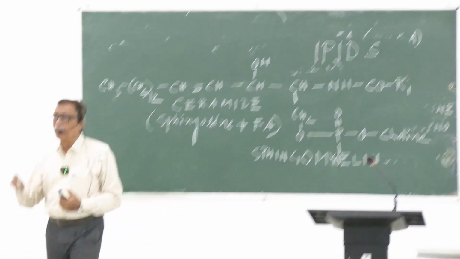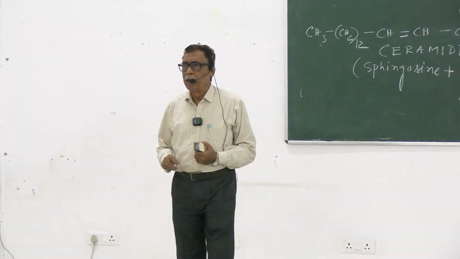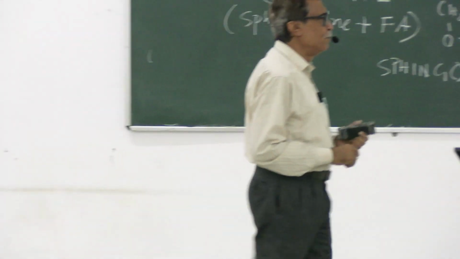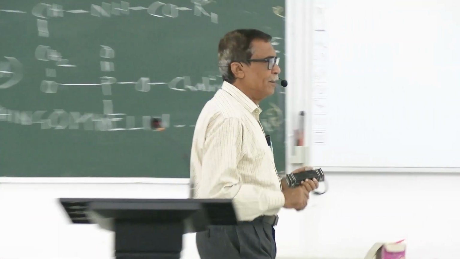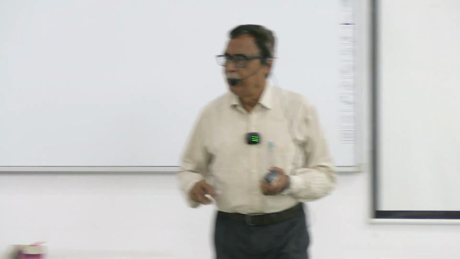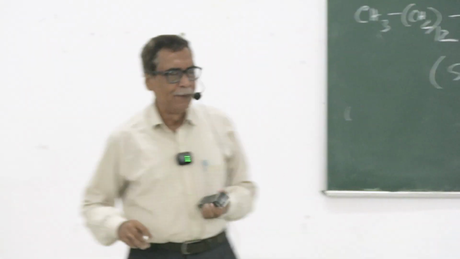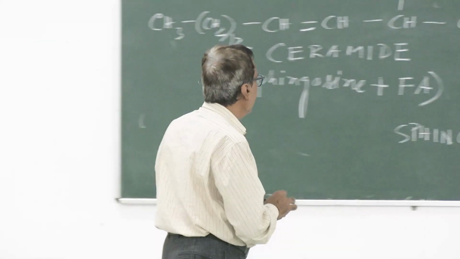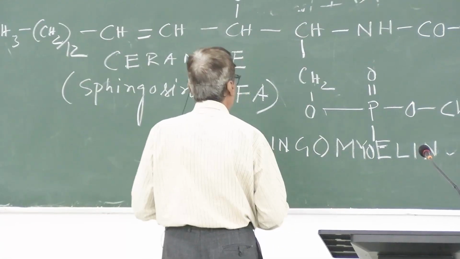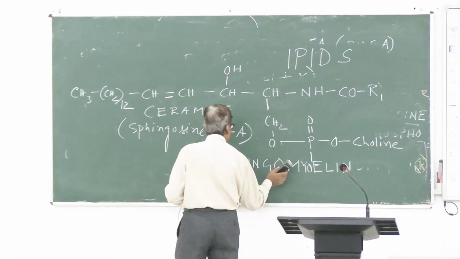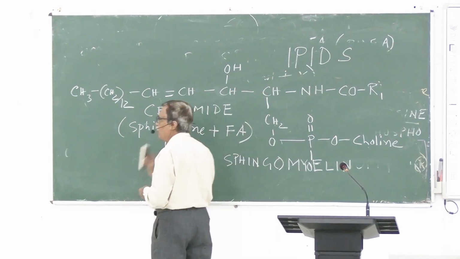The important phospholipid of the nervous tissue is sphingomyelin, and the disease concerned with sphingomyelin is known as Niemann-Pick disease. You will learn later that Niemann-Pick disease is an accumulation of sphingomyelin due to absence of the enzyme sphingomyelinase. Anyway, this is the only sphingophospholipid, sphingomyelin.